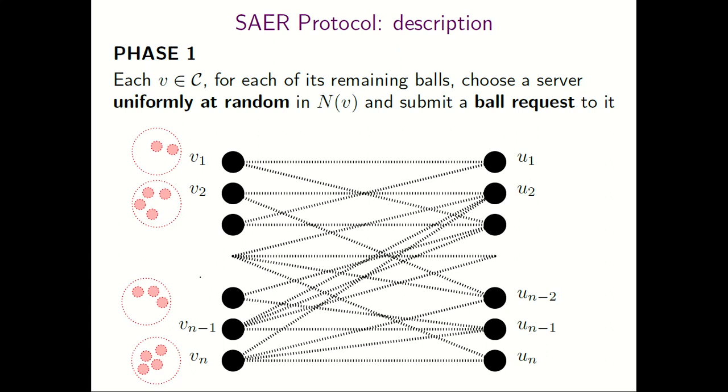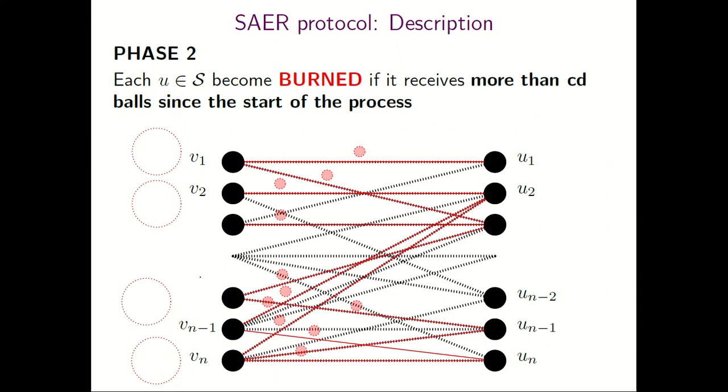The SAER protocol works in rounds, and each round is divided into two phases. Here, I describe a general round of the protocol. In the first phase, each client V, for each of its remaining balls, chooses a server uniformly at random in its neighborhood and submits a ball request to it. In the second phase, each server U becomes burned if it receives more than C times D balls since the start of the process.